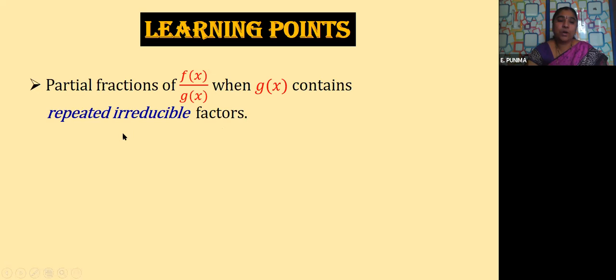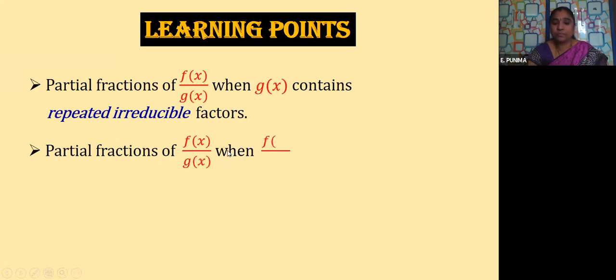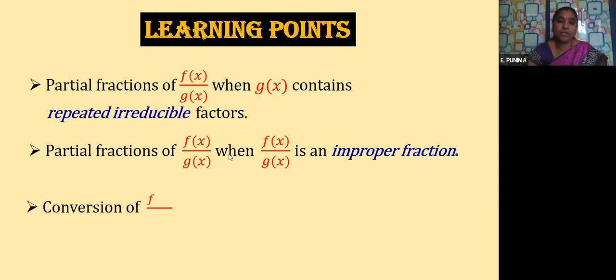So the next one is what? Next topic: partial fractions of f of x by g of x when f of x by g of x is an improper fraction. So till now we have seen f of x by g of x as a proper fraction. Whenever it is a proper fraction, how to split it into partial fractions? We have learned that using rule 1, rule 2, rule 3 and rule 4 also, which you are going to see today. After that, we are going to see, if f of x by g of x is an improper fraction, then how to do it. Clear, children? So now let us see the next one.